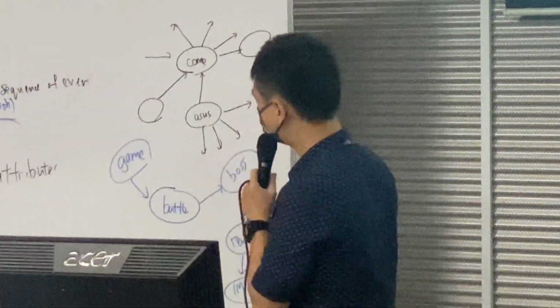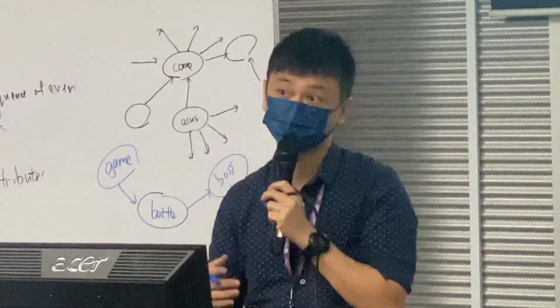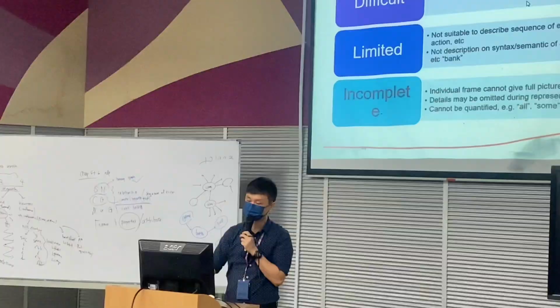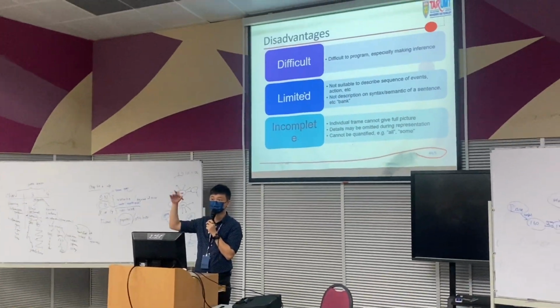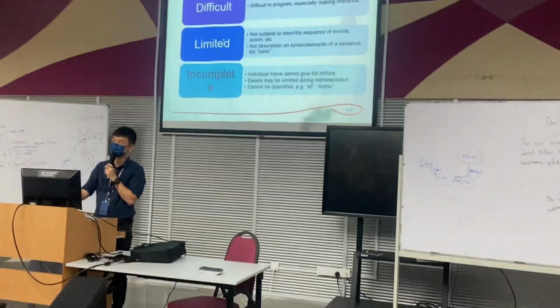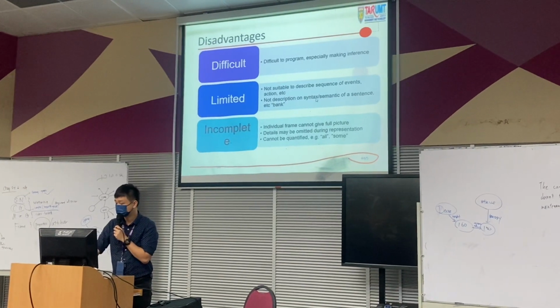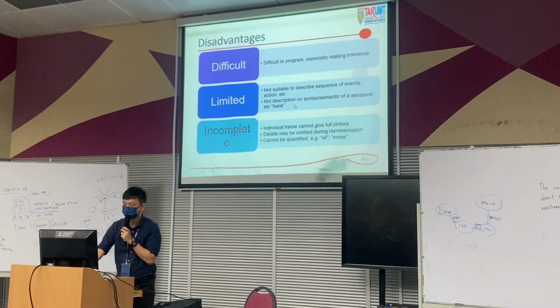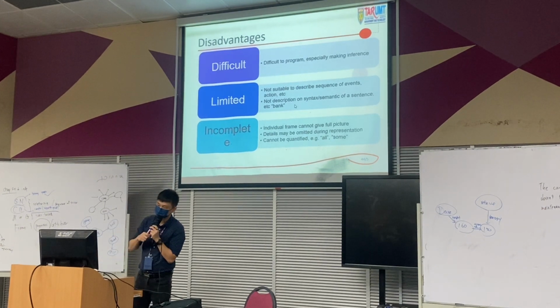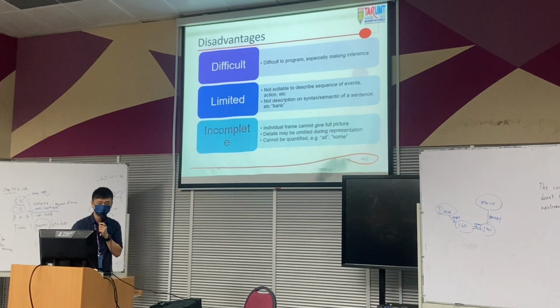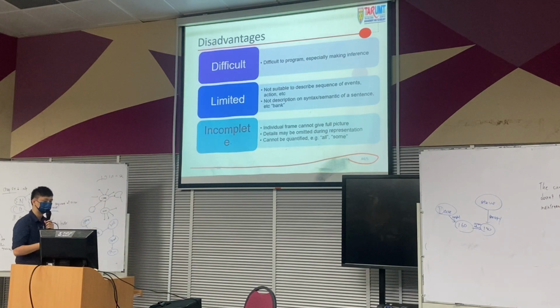So you can show the sequence of events in semantic networks, but it's impossible to represent this knowledge using frames. So how can you represent the sequence of events using frames? It's impossible. Okay, and also there is no description of the syntax and semantics of a sentence. Okay, so this is one of the main problems for frames here. So what are the syntax or semantic ambiguities in a sentence?